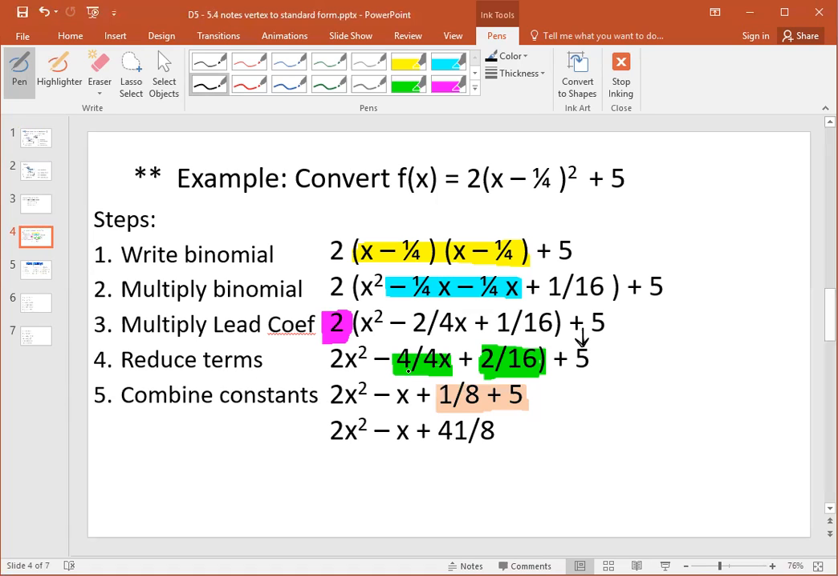At this point, I'm going to reduce these terms. I know that 4 divided by 4 is 1, so I'm going to make that just a 1, so that becomes just x. And 2 divided by 16, I know that I can divide each of those by 2, which becomes 1/8. Now I'm just going to take my 1/8 plus 5. That's 5 1/8, but if I convert that, that gives me 41/8. So you could have said 5 1/8, but you will see most of the time that it is 41/8. So these are all the different steps.